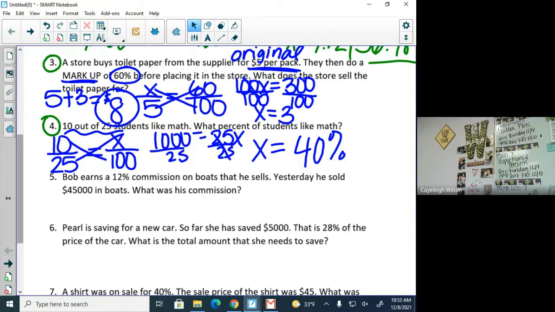So we do good? Now in this one, you have to flip flop it. Okay, so this is just the part that she saved. It's just the part that she saved. All right, we're going to go for it.